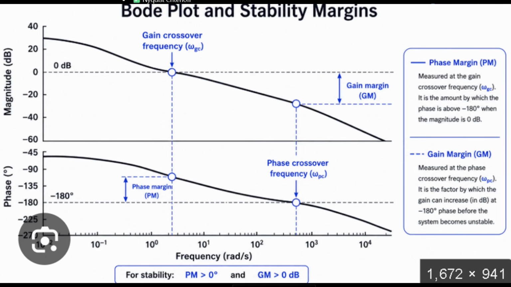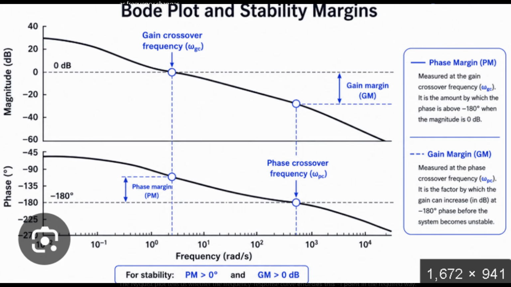When the magnitude is 0 dB, the phase above minus 180 is the phase margin. Gain margin is measured at the phase crossover frequency, omega pc. It is the factor by which the gain can increase, in dB, at minus 180 degrees phase before the system becomes unstable. So this is gain margin.